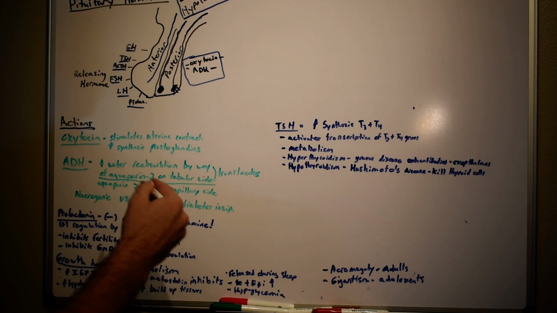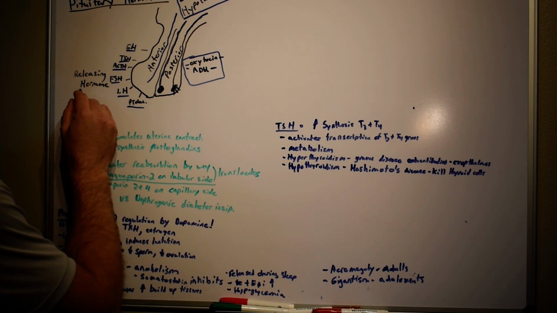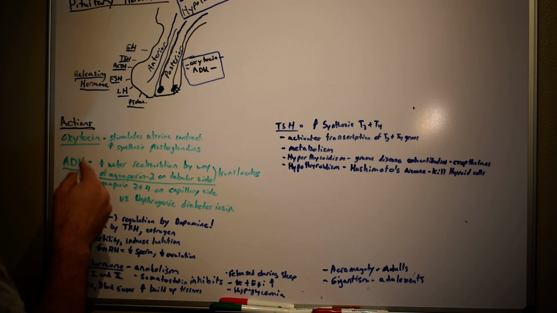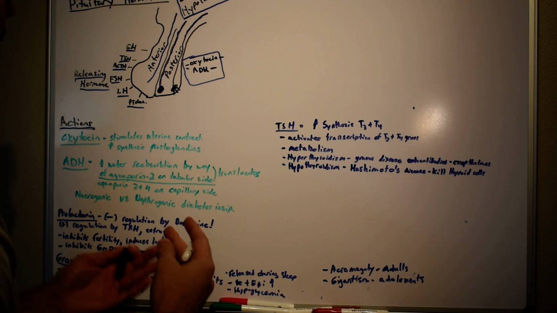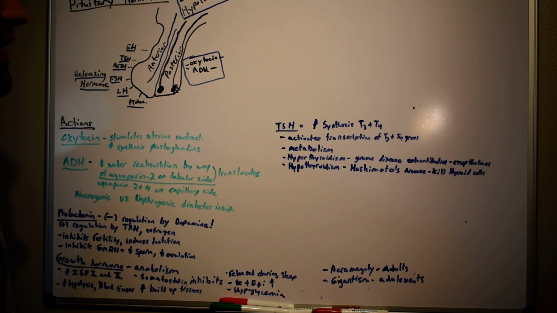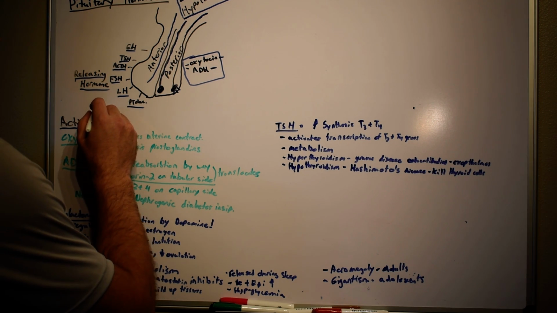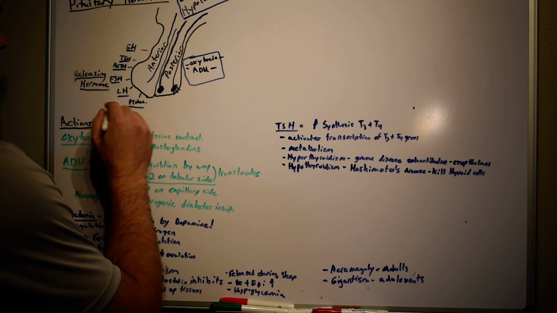So what these hormones from the hypothalamus are called are releasing hormones. Releasing hormones are just a fancy word for a hormone made in the hypothalamus that's going to cause a specific hormone to be released in the anterior pituitary. Simple enough, right? Okay, so an example of a releasing hormone would be like prolactin.